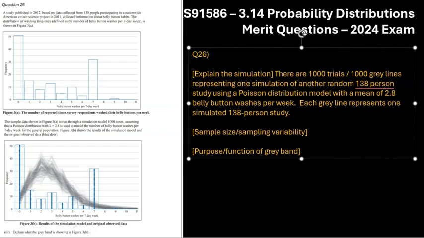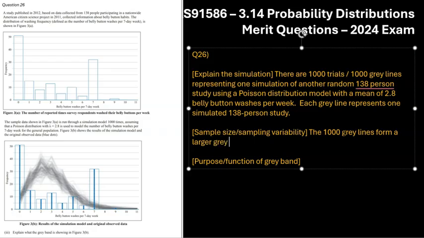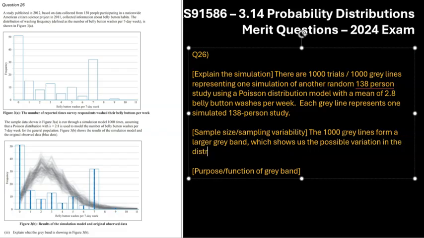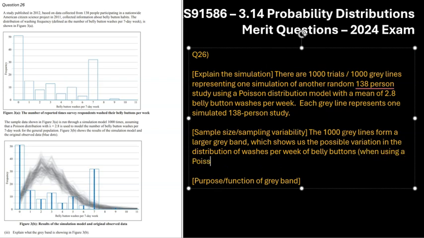The next thing I want to talk about is what it could show. So the 1,000 grey lines form a larger grey band, which shows us the possible variation in the distribution of washes per week of belly buttons, and specifically when using a percent distribution. So that's what it's trying to show us, right?